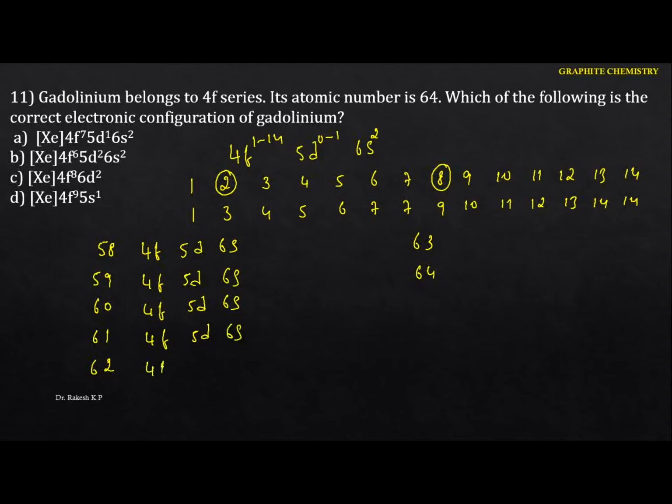So here also write the same thing, the 4f 5d 6s. And here also the same thing, 4f 5d 6s. In this case the completely filled orbital is the s orbital. Let me write the particular s. In all the cases, 6s2 is completely filled.